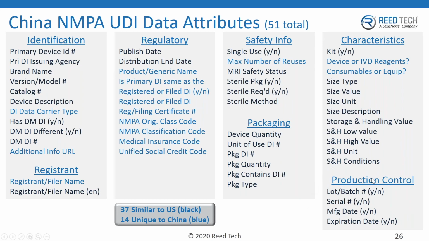I did show some of these items in black text, and those are the ones that are similar. They may not be exactly the same values, but they have similar concepts to the US FDA list. And then there are 14 that are definitely unique to China, and they are shown in blue. So you can take a look at those a little bit later. It's a lot of information about the regulatory activity of that medical device.